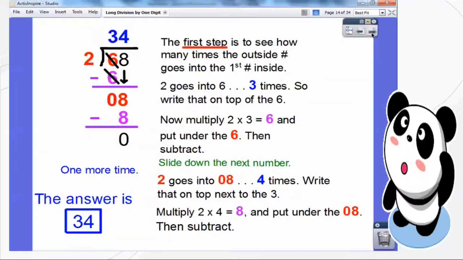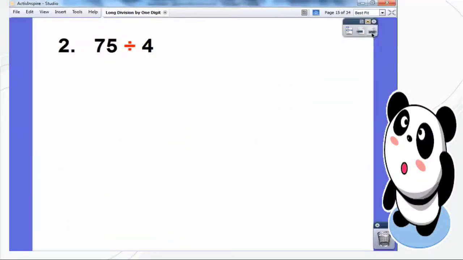Okay, let's try another one, you guys. 75 divided by 4. Okay, this time we're going to get a remainder. Okay, we've got to write it like this. This number goes on the outside, and then 75 goes on the inside.